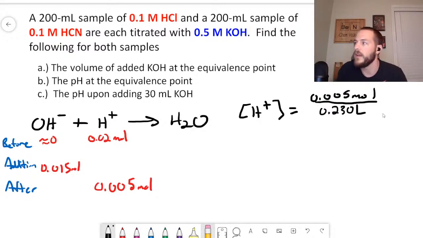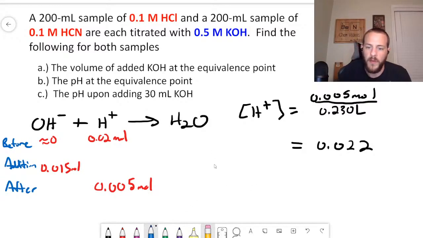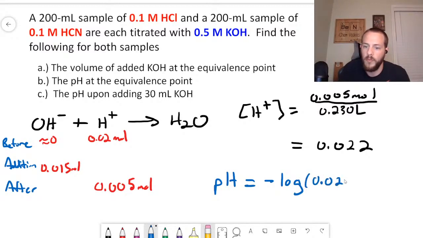Okay, so what's the concentration of H+? Well, 0.005 divided by 0.230. I got a value of 0.022. And then finally, to get pH, we need to take the negative logarithm of that value, that 0.022 molarity. Okay, so what is that value?